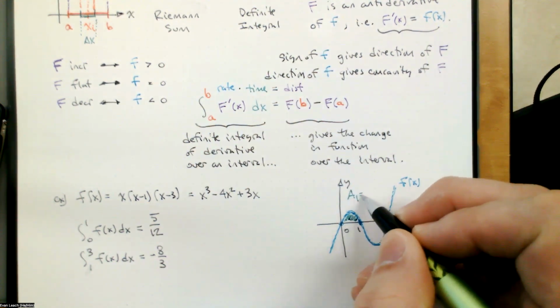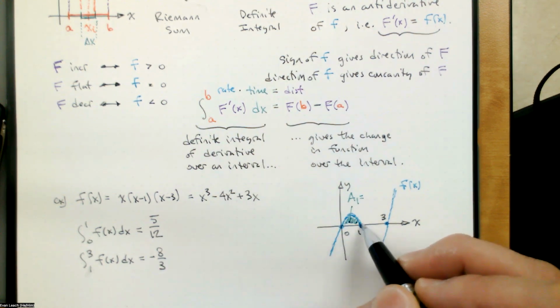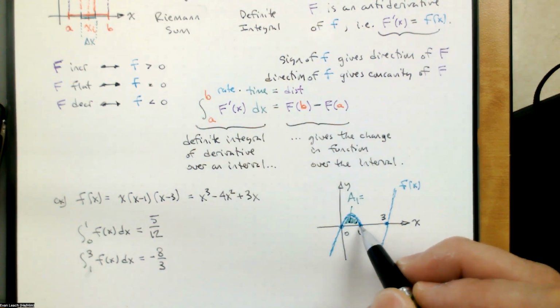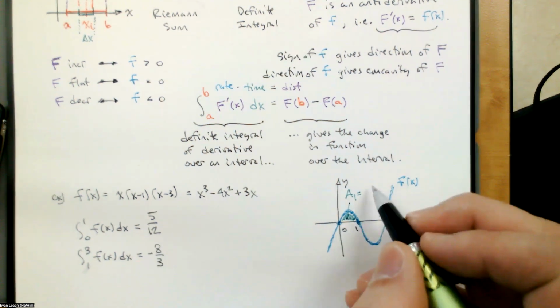I'll call that A1. How much area do we have there? Well, that's the area under the curve f of x above the interval from 0 to 1. So that's the definite integral of f of x from 0 to 1, and that was 5/12.